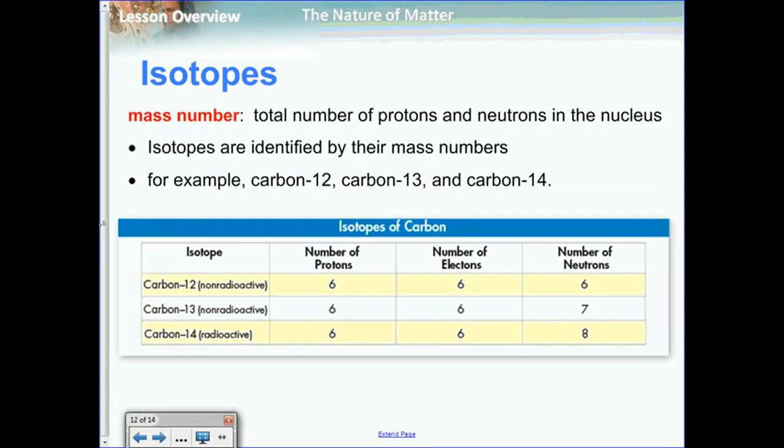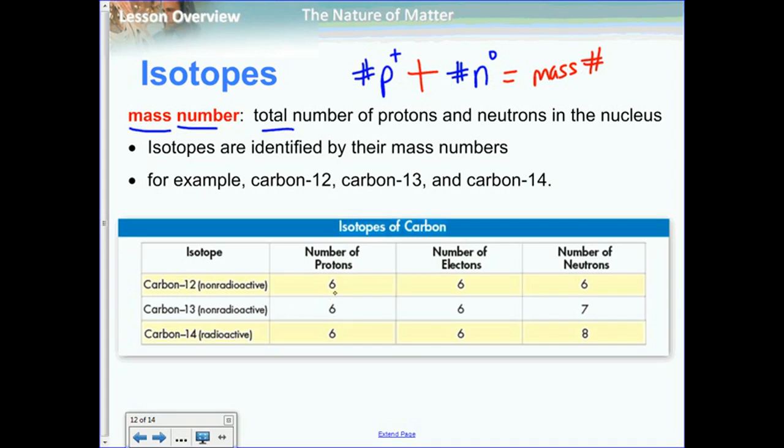We identify isotopes by looking at their mass number. Their mass number is the total number of protons and neutrons. So we look at the number of positive protons, and then we add that to the number of neutrons that have no charge, and then that equals the mass number. So if you know two of the 3 things, you could find the other one.